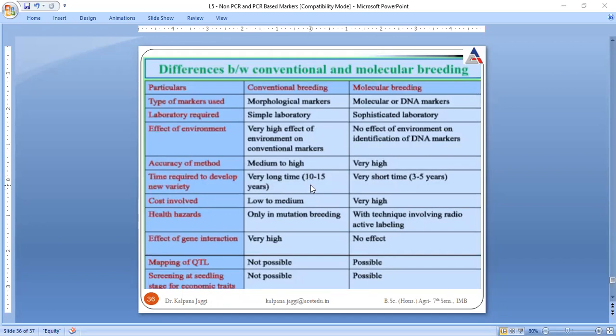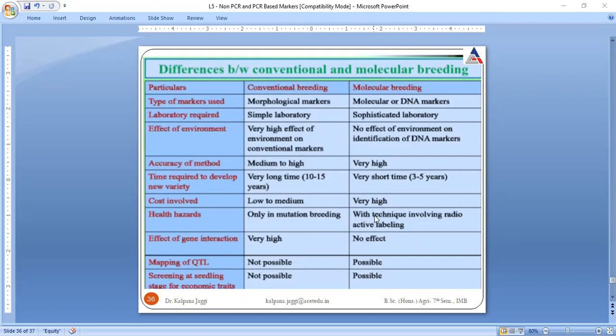These trials may be conducted in, say, the 7th year, or the 8th year, or you may be rapidly conducting preliminary yield trials and multi-locational trials again and again. But here the time period is very low, only about 3 to 5 years, and we need not go for the preliminary trials and all. Of course, it is time consuming, but the cost involved is low to medium.